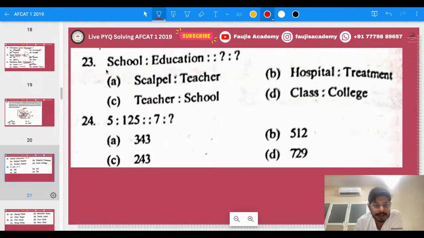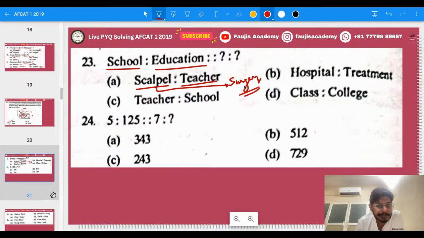School is to education. Scalpel is to teacher? Scalpel is an instrument used in surgery. Inside school we get education. Do you get class inside college? I mean, we do get class, but is it the right classification? No. Teacher is to school, scalpel is to teacher, not. Hospital is to treatment.